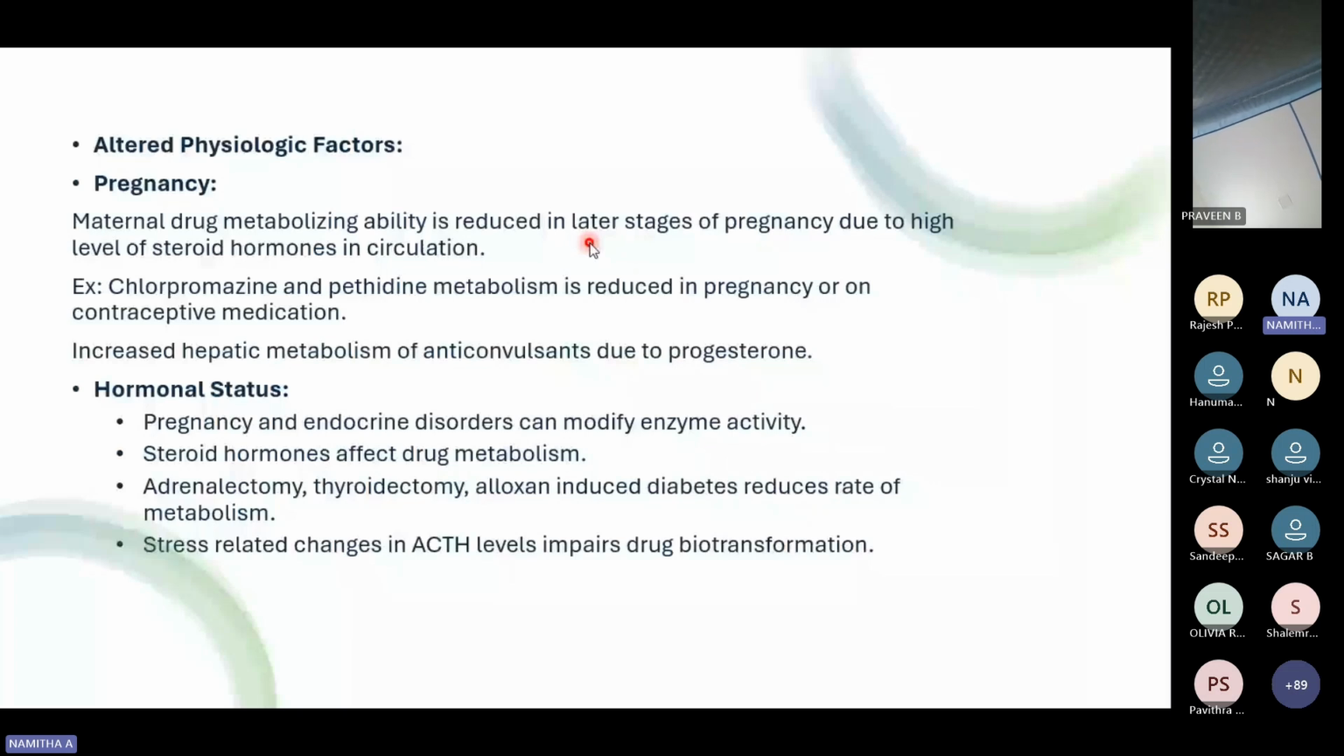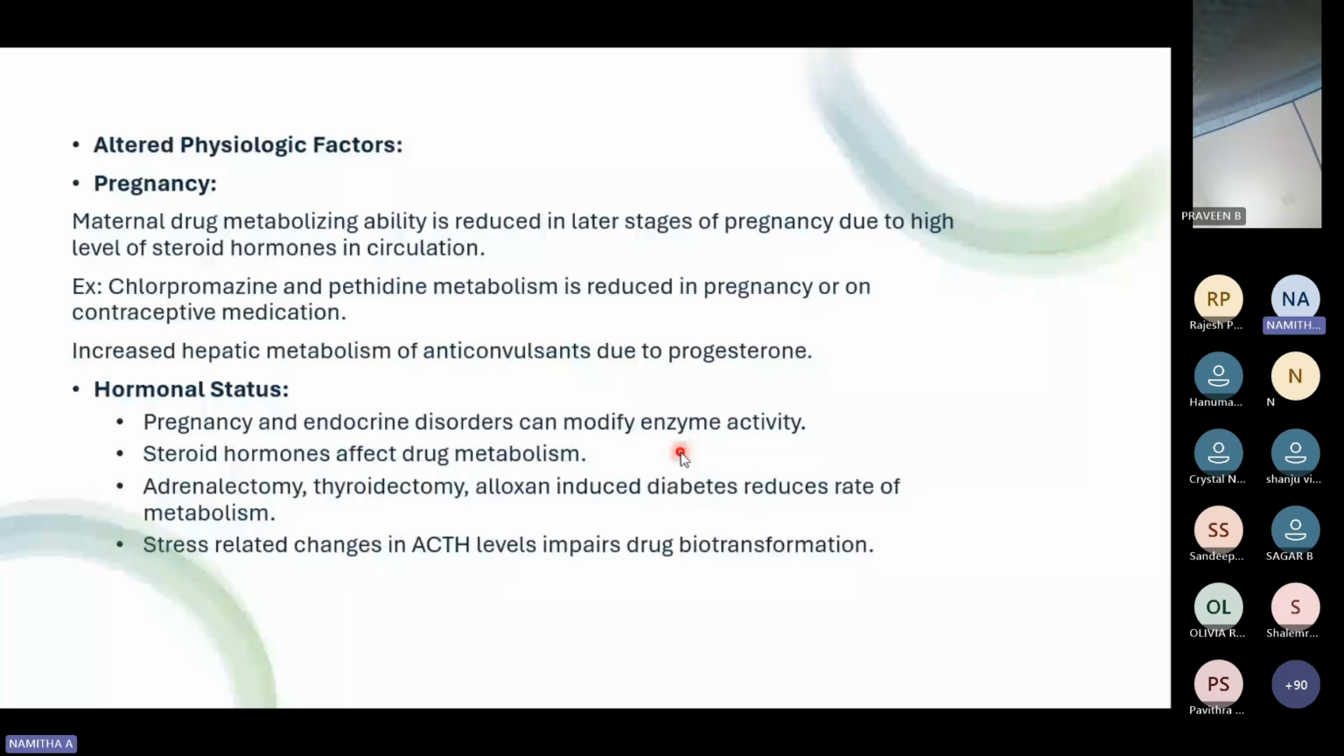Hormonal status, pregnancy and endocrine disorders can modify enzyme activity. Steroid hormones affect the drug metabolism. Adrenalectomy, thyroidectomy, or alloxan-induced diabetes reduces the rate of metabolism. Stress-related changes, which cause an increased level of ACTH, impair the drug biotransformation.